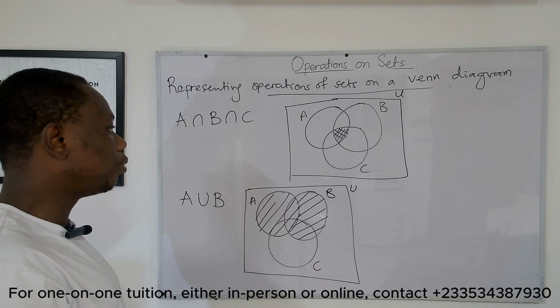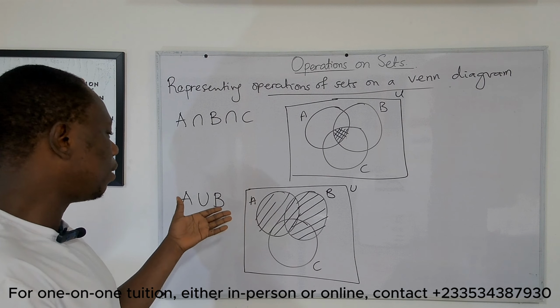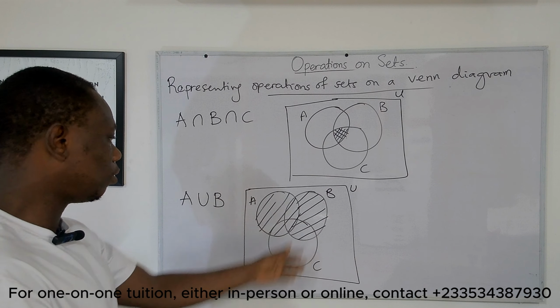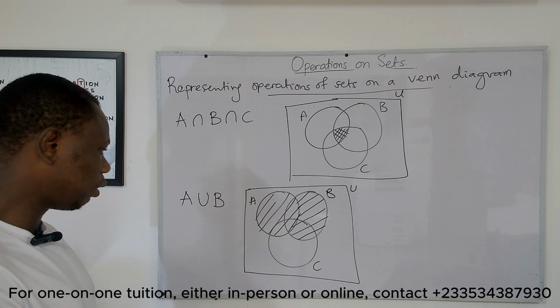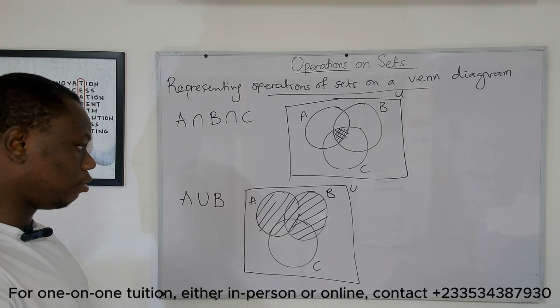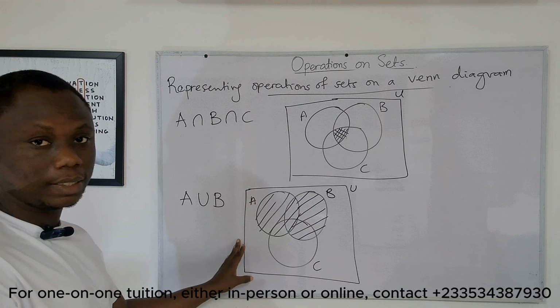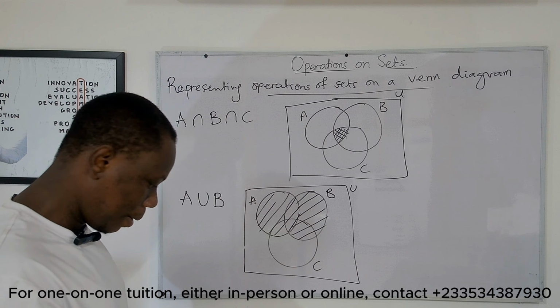The same thing, a similar one, will be seen for B union C. So then it will be just this side. And then when you talk about A union C, it will just follow the same pattern. Alright.